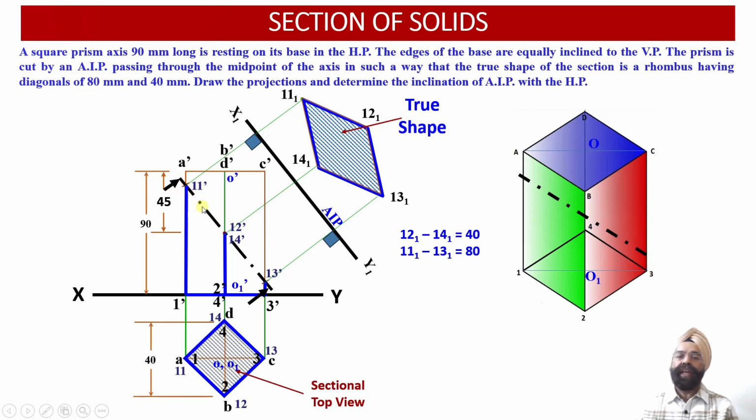We have been able to evaluate the angle of orientation or inclination of this cutting plane with respect to the horizontal plane, and we have also evaluated the sectional front view projections, the sectional top view projections, and we have also evaluated the true shape projections of the cut section corresponding to an AIP intersecting with midpoint of the axis of the square prism, and this AIP happens to be inclined with respect to HP at a certain angle of inclination, which we have evaluated over here. So this is all for today.